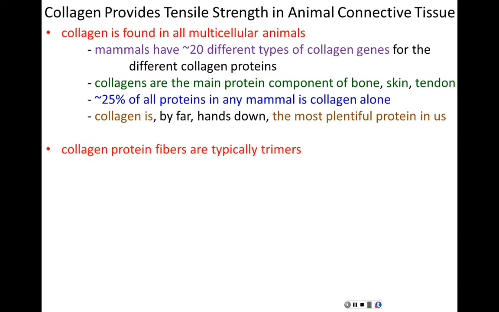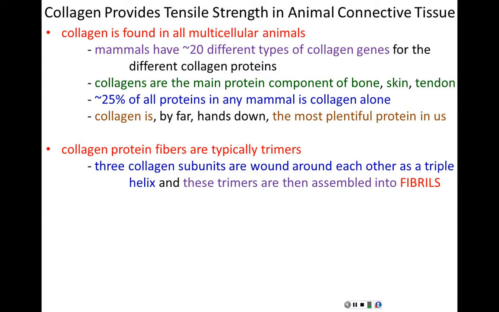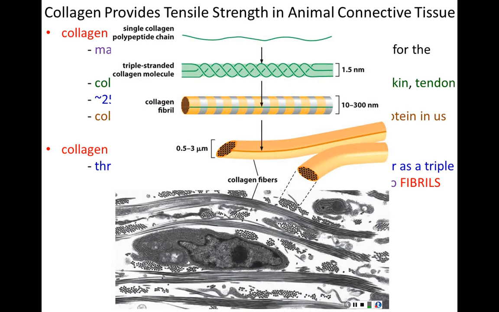So what is collagen? How is it made? What structure does it take? Collagen is a protein fiber, as I already said, and it usually comes in a trimer, meaning it's made up of three subunits. These three collagen subunits are wound around each other. They're kind of braided around each other as a triple helix. And then these trimers are further assembled into fibrils. So this is a kind of familiar structure. We've seen structure like this before.